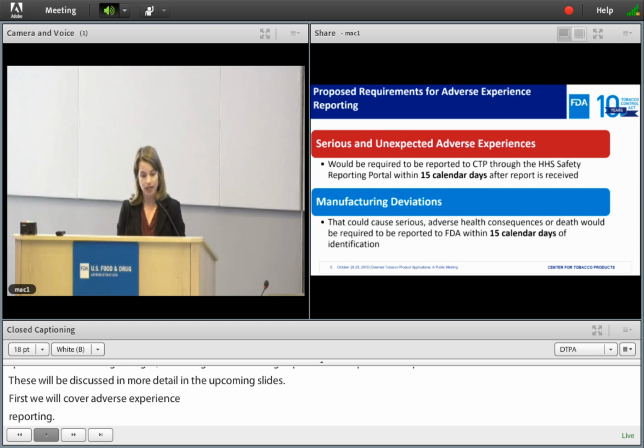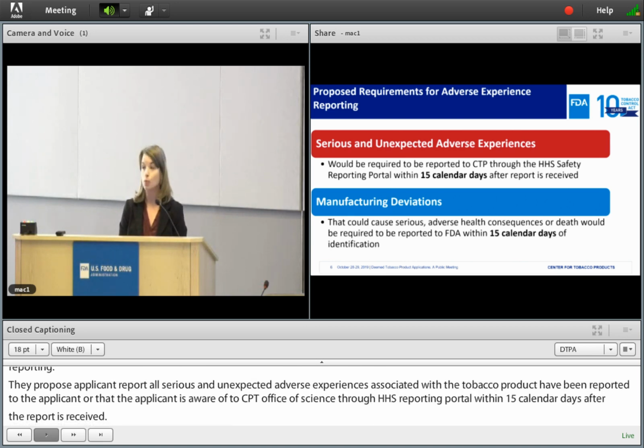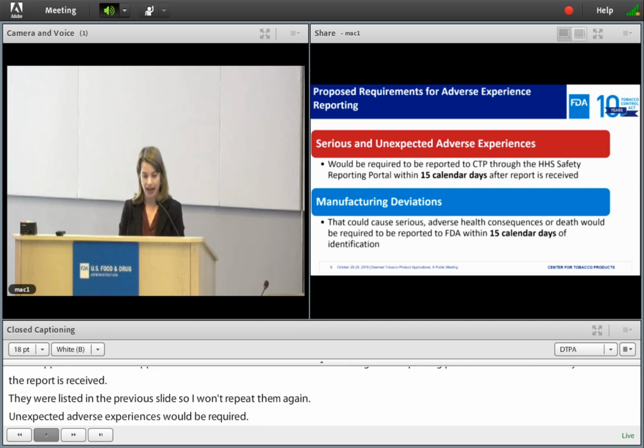Qualifying serious adverse experiences were listed in the previous slide, so I won't repeat them again. Unexpected adverse experiences would also be required to be reported. FDA's proposed definition for unexpected adverse experience can be found in Subpart A of the PMTA and PRM.